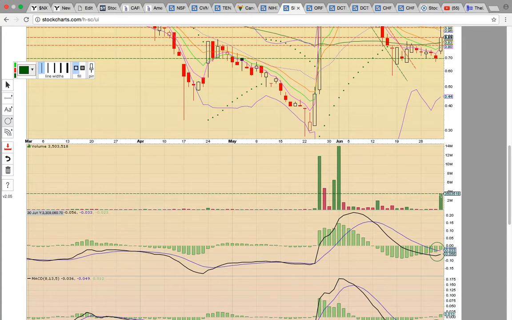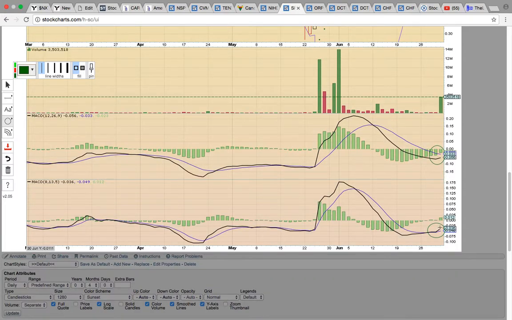There was the volume spike on Friday. Keep an eye on MACD. We want to see a bullish crossover on the 12, 26, and 9, and there was already a bullish crossover on the 8, 13, and 5.